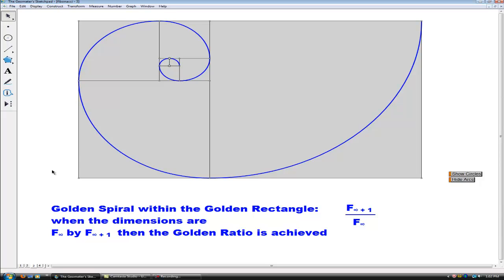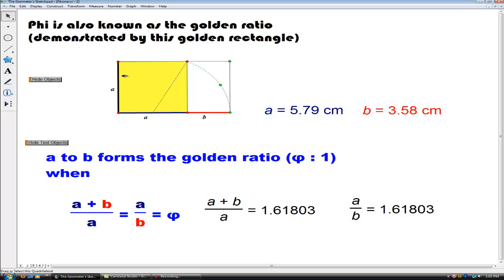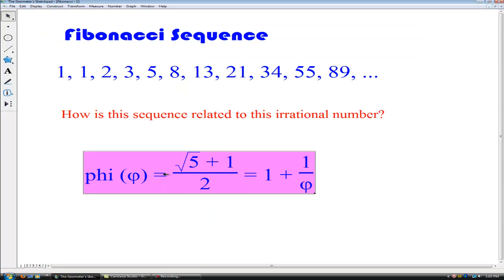So again, in this video I wanted to help make a connection between the ideas of the golden ratio, the golden rectangle, and the golden spiral. And again, here are the values of phi.